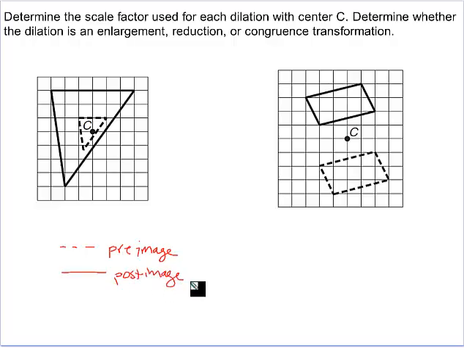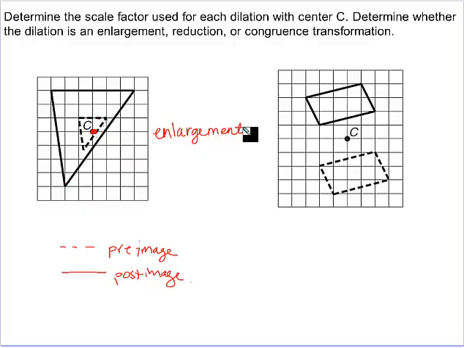So in this first example, we're centered here at this point, C. Our pre-image is this dashed triangle. Our post-image is this solid triangle. That is clearly an enlargement, because our post-image is definitely larger than our pre-image.